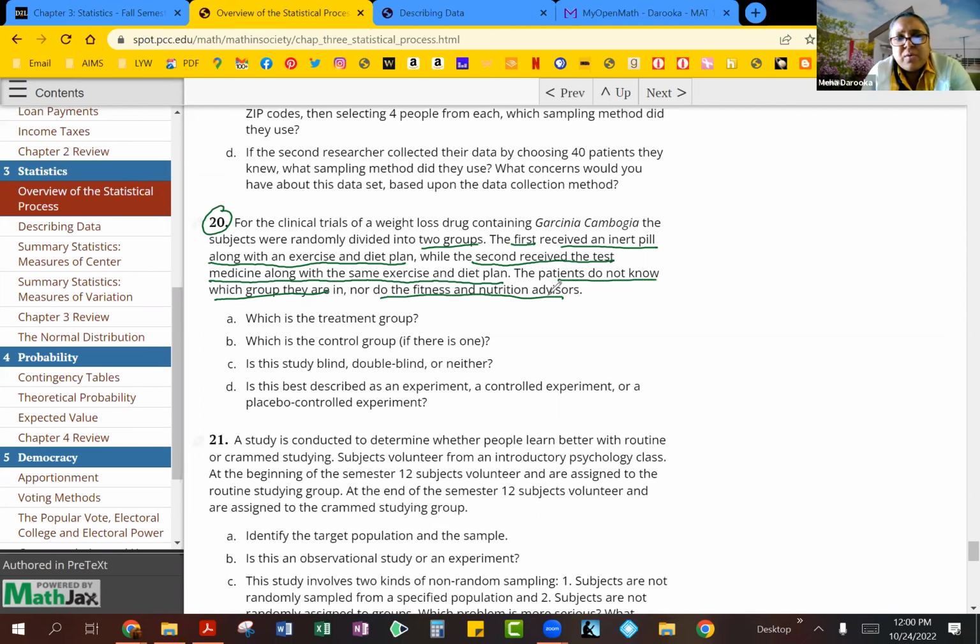So let's identify which one is the treatment group over here, guys. The second group, Terry? Yeah, very good. So it's the second group, with the test medicine. Okay. Which is the control group if there is one? That's the first one, yeah, receiving the inert pill.